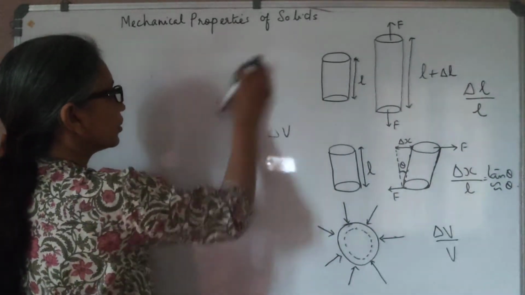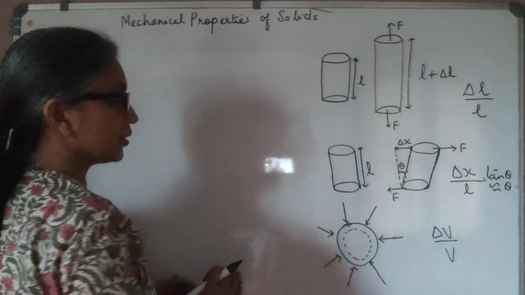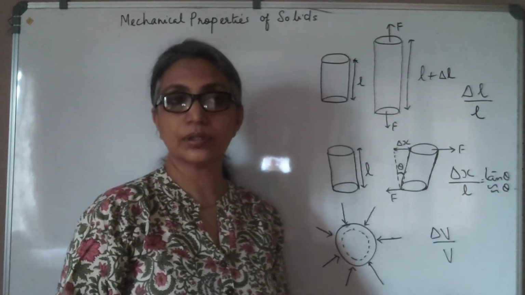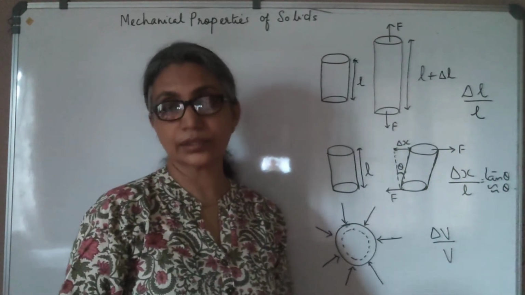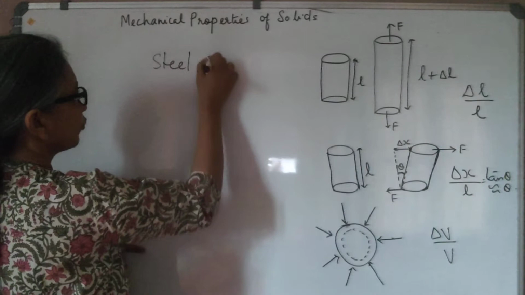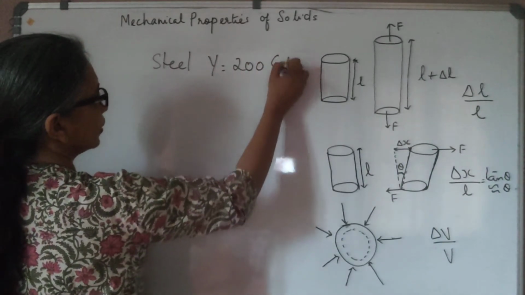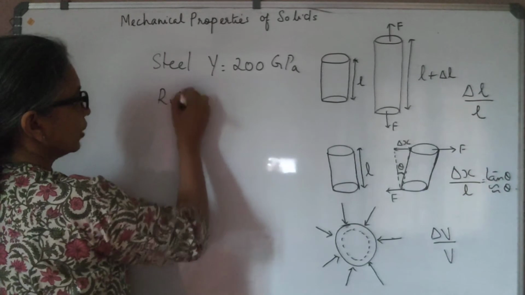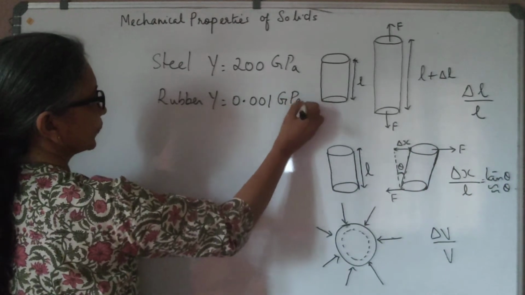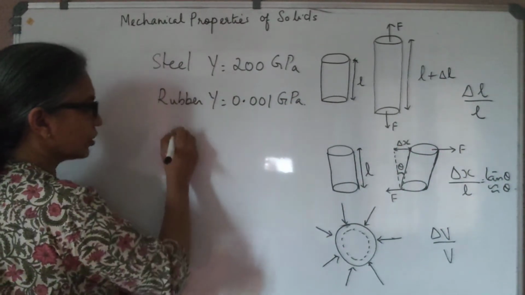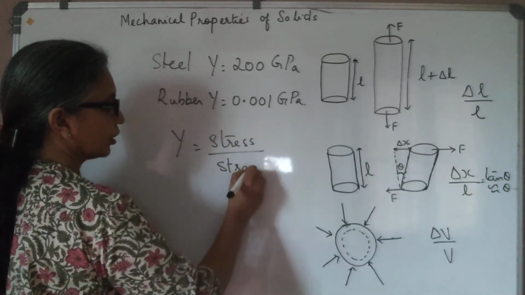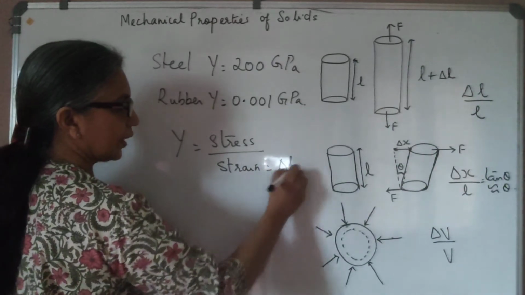Now, a body has higher elasticity if it has higher Young's modulus. For example, steel is more elastic than rubber because steel has a Young's modulus of 200 gigapascal, whereas rubber has a Young's modulus of 0.001 gigapascal. So it's a very small value. That is simply because this is stress by strain, which is equal to delta L by L.